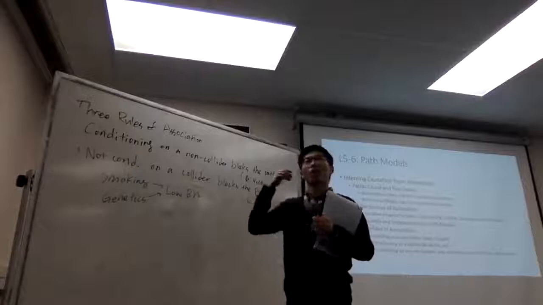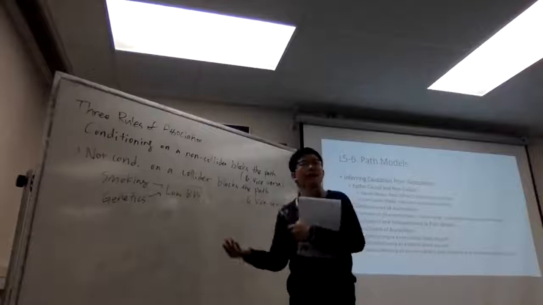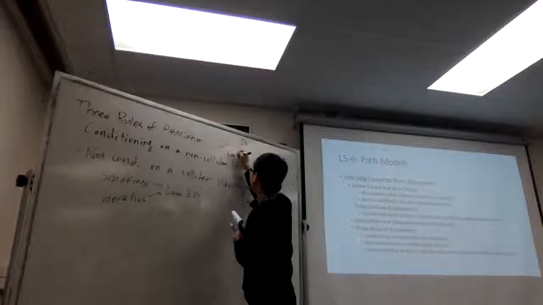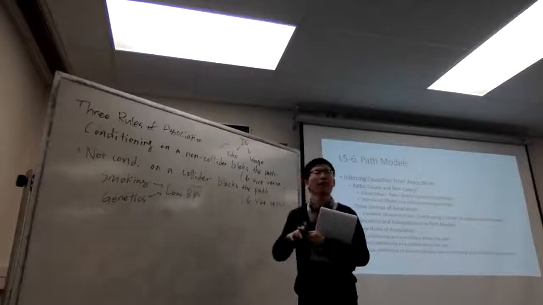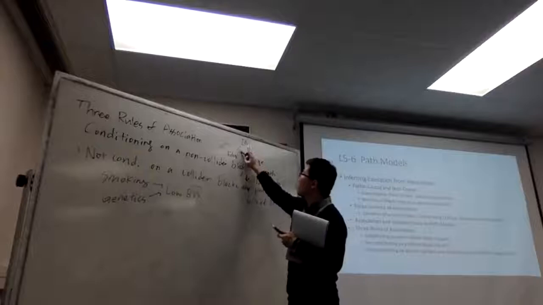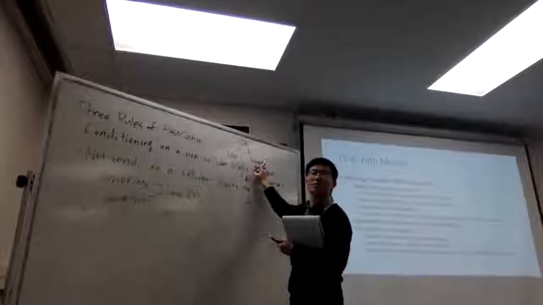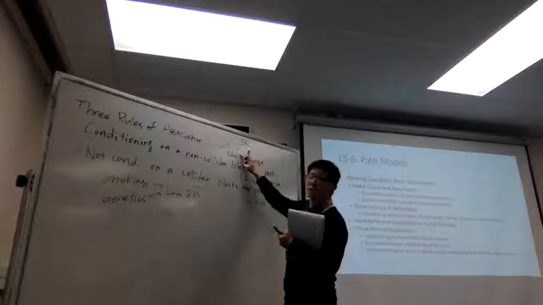So open path is an association, and closed path is an independence. For this one, IQ affects education and wage, right? This is an open path, good, because based on education, you can predict the IQ, and IQ predicts wages. Does that make sense? Of course, this is a non-causal path that is open.